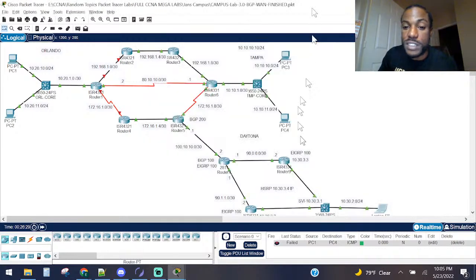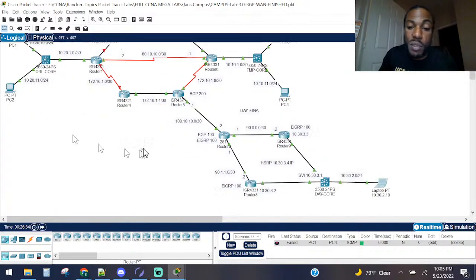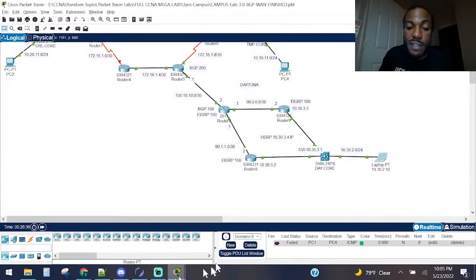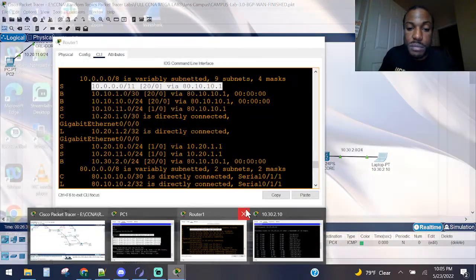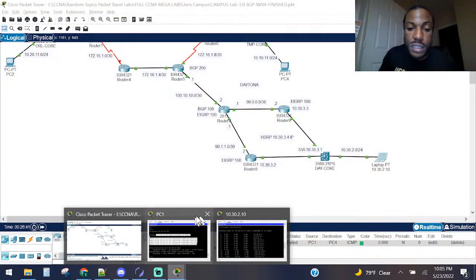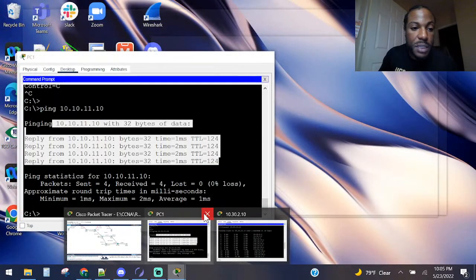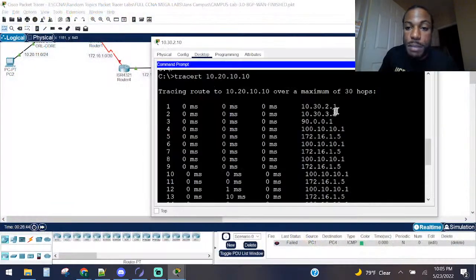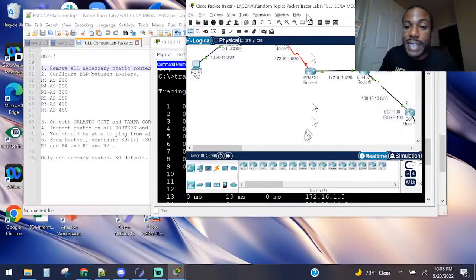All right, so this is from me in Daytona, trying to ping the PC in Orlando. Any PC in Orlando, right? So we did that. First hop is what? Let me close this guy, and close that guy. I believe that's the laptop. No, this is the laptop right here. My first hop is 10.32.1. What's that? That's my default.